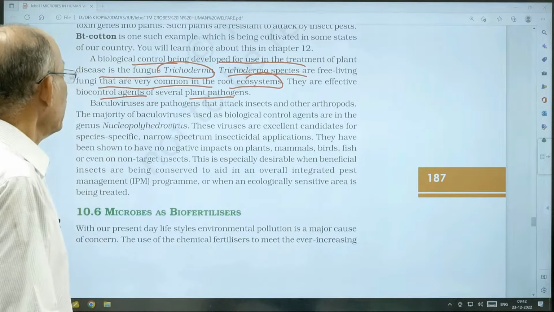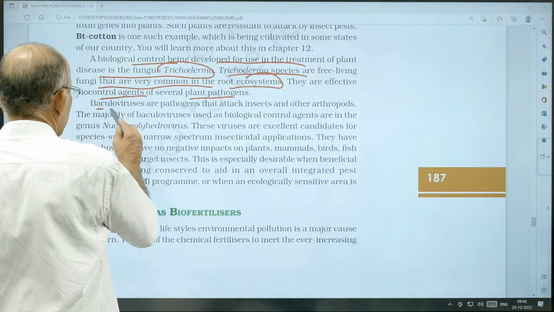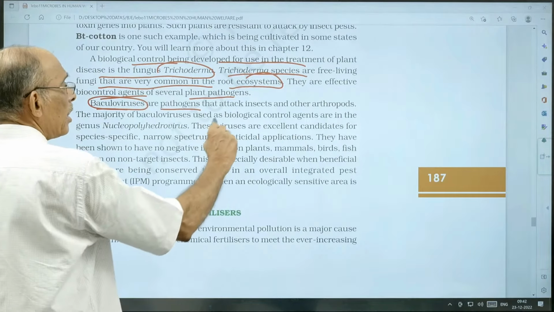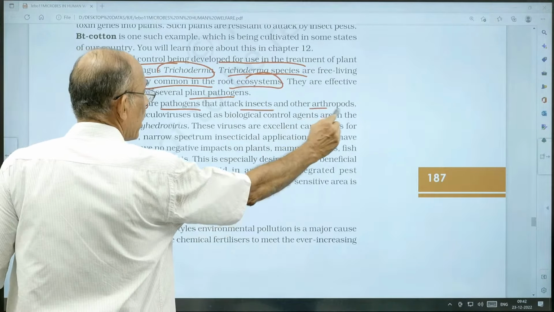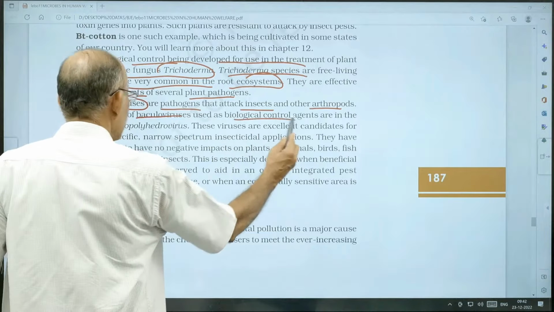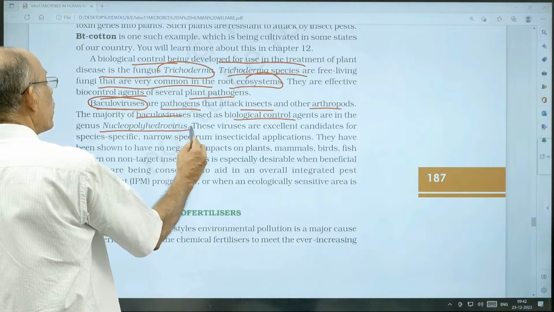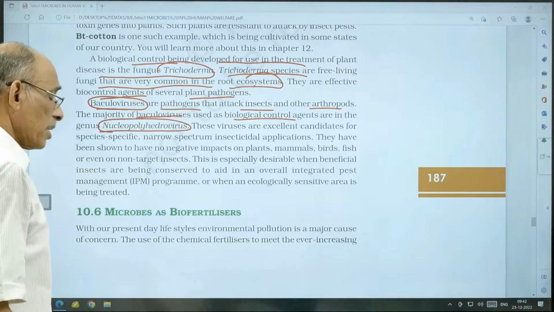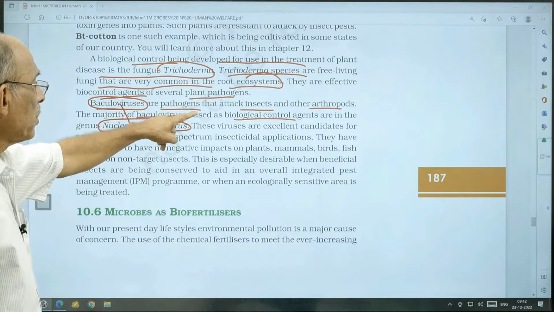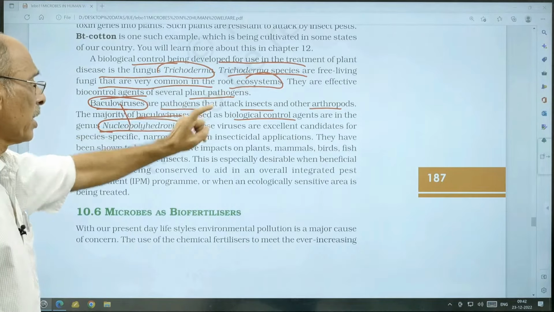Next, another biocontrol agent is baculoviruses, which are pathogens that can kill and attack insects and other arthropods. The baculoviruses used as biological controllers are in the group of nucleopolyhedroviruses, which can be used to attack or kill insects and other arthropods.